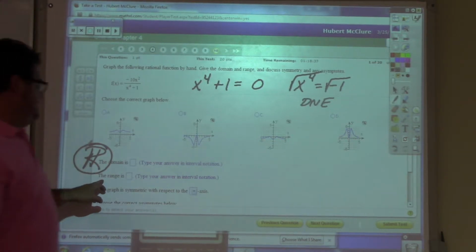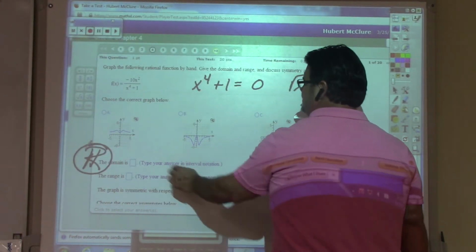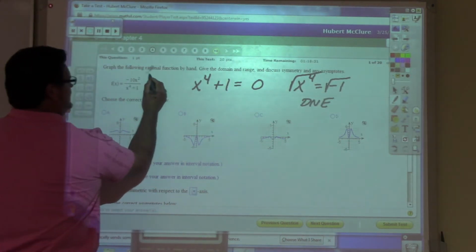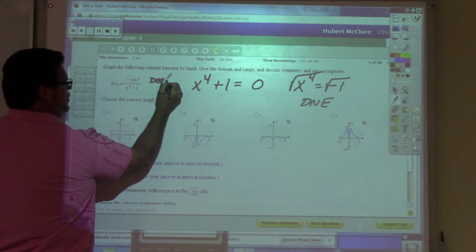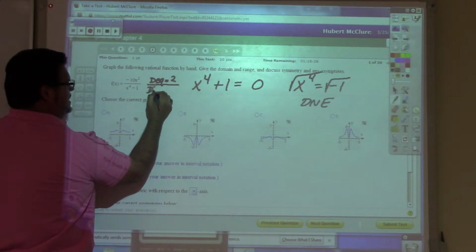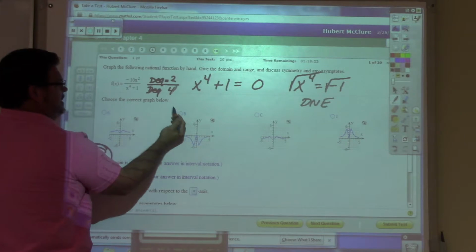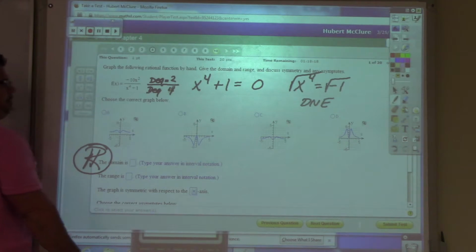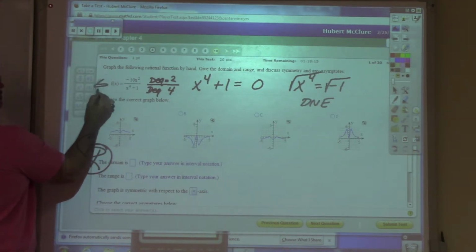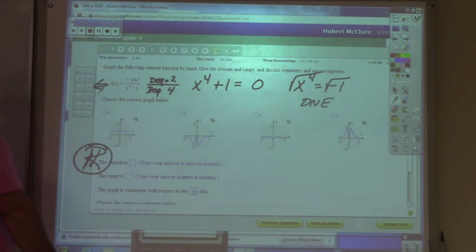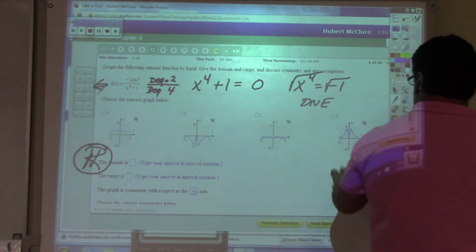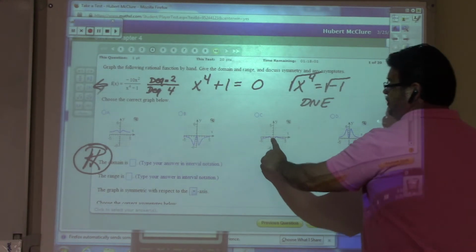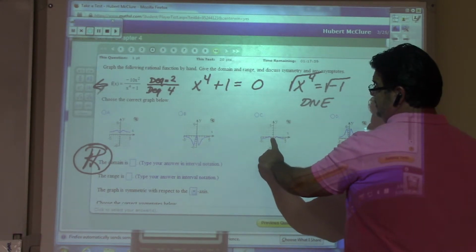The range, now this is dependent upon the asymptote. This guy has a degree equal to 2. This guy has a degree equal to what? 4. If the degree of the numerator is less than the degree of the denominator, what's the horizontal asymptote? Look at your rules. Your asymptote should be 0. Check it and see. Yeah. And so you find where an asymptote is 0. Is this one 0? Yeah. Yes or no?